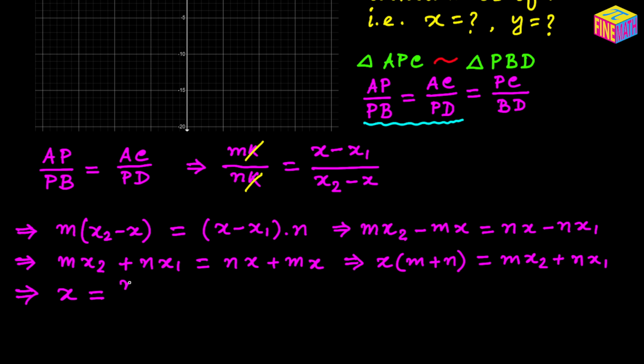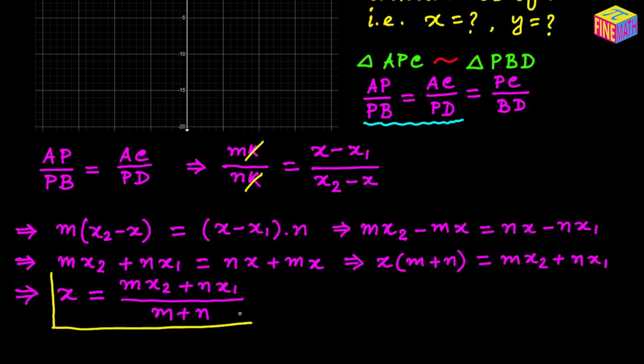So it will look like m times x sub 2 plus n times x sub 1, divided by m plus n, and that is the value of x. So we have already calculated the value of x. Now next we are going to calculate the value of y.